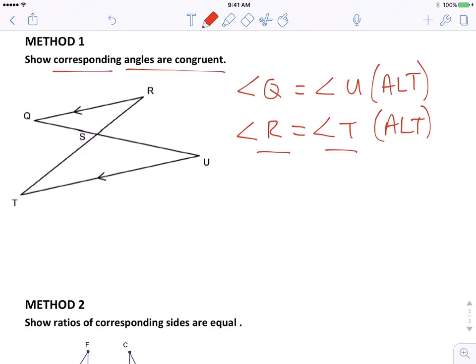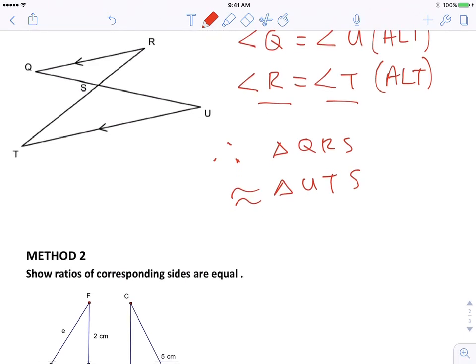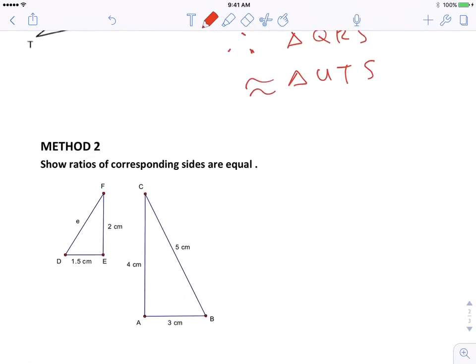Corresponding angles are congruent. We gave the reason why, and I could say, therefore, triangle QRS is similar to triangle UTS. Okay, because those angles are equal, the third angle is automatically equal because angles add up to 180. And we know that therefore those triangles are similar. Let's try this next one.